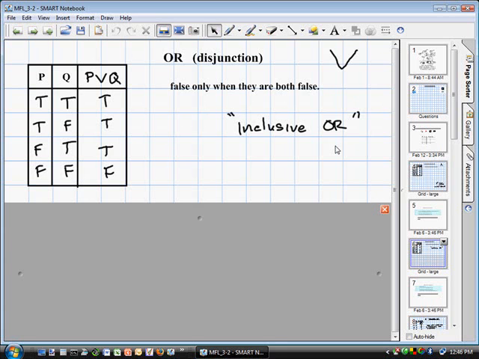So, this one I like to remember as only false when both are false. So, only true when both are true. Only false when both are false.